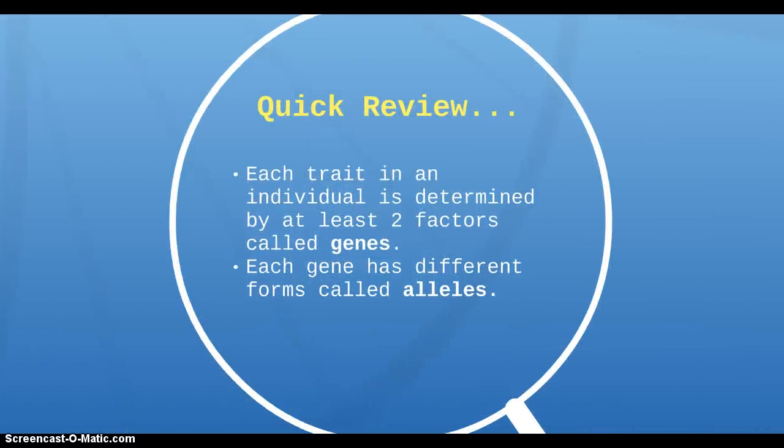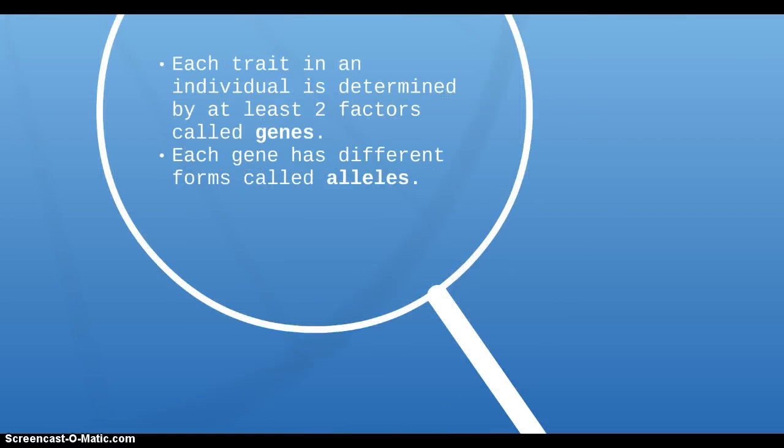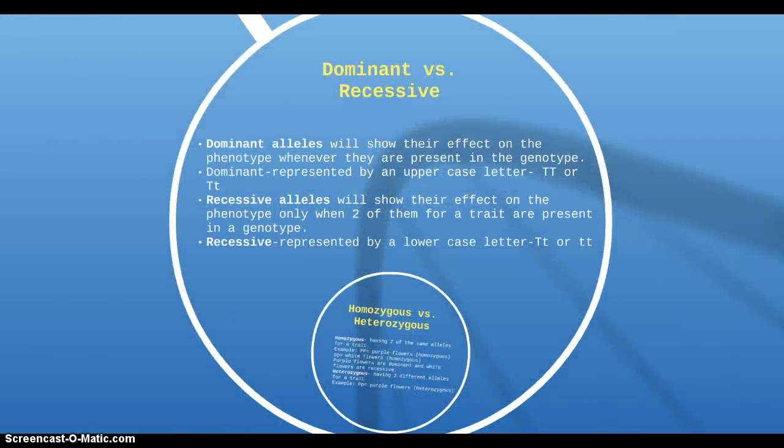For a quick review, remember that each trait in an individual is determined by at least two factors called genes, and each gene has different forms called alleles. Now, there are two different types of alleles: dominant alleles and recessive alleles. Dominant alleles will show their effect on the phenotype whenever they are present in the genotype.